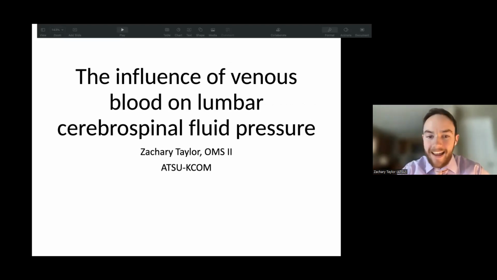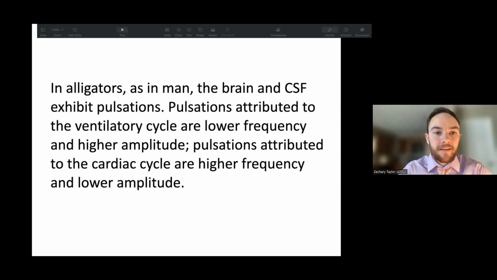Just a disclaimer, I had a huge exam yesterday, so I did not get to prepare as much as I would have liked to, but hopefully the fact that I've been doing this for about 390 days might help me a little bit. Okay, so the influence of venous blood on lumbar cerebrospinal fluid pressure, which I will call CSF from now on, just to be simple.